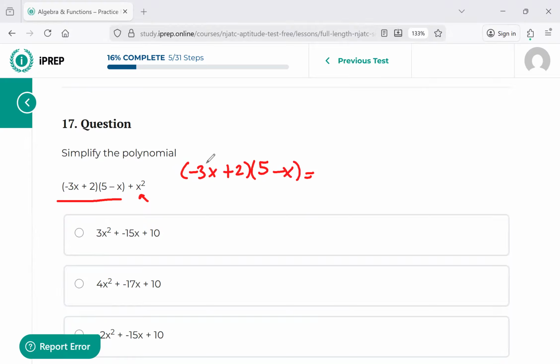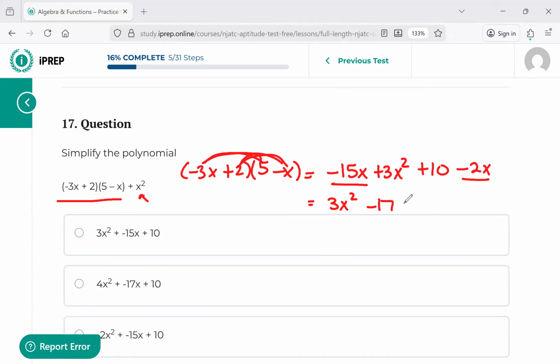Okay. So what is -3x times 5? -15x. What is -3x times -x? Positive 3x squared. What is 2 times 5? It's 10. And then what is 2 times -x, which is -2x. Let's clean this up. So it's going to be 3x squared, -15x and -2x is -17x. And then you have this plus 10.